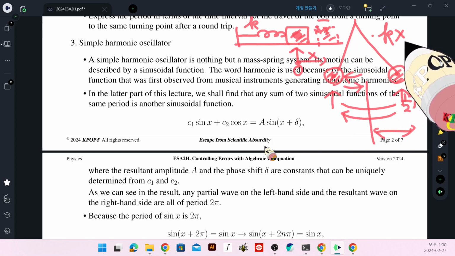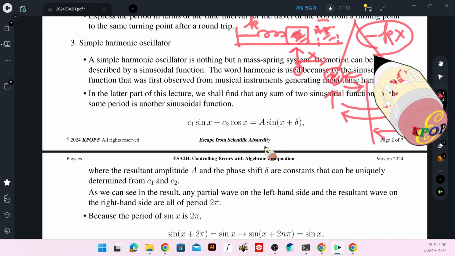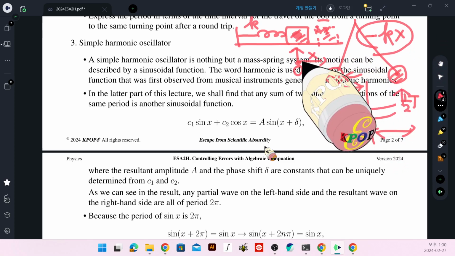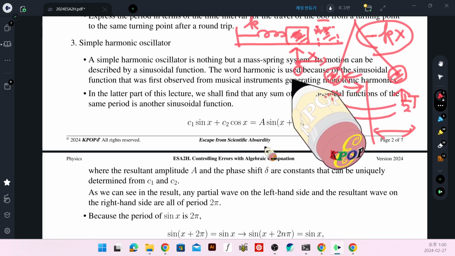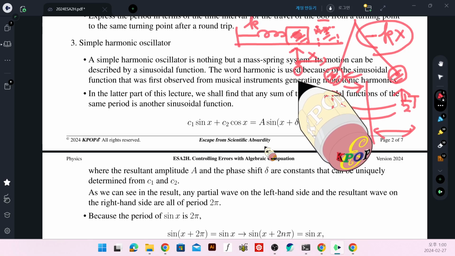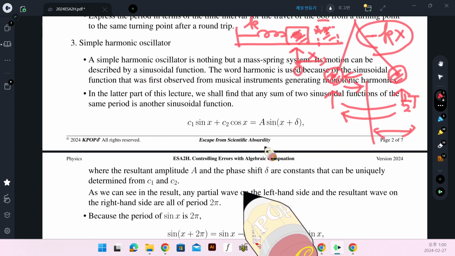Then, the force applied by the spring is proportional to the spring constant and proportional to the displacement. In addition to that, it has a negative sign. This force is directed opposite to the displacement from the equilibrium position. Okay, this is the system called the simple harmonic oscillator.